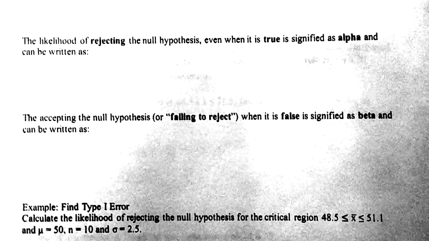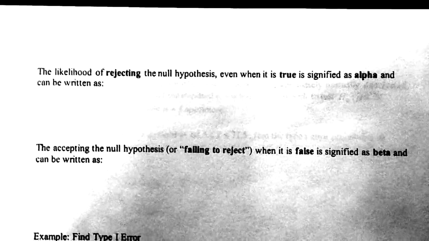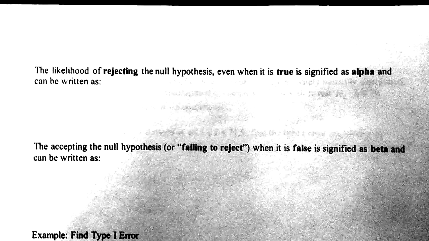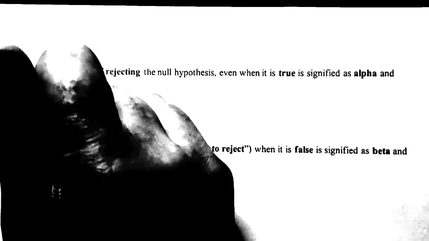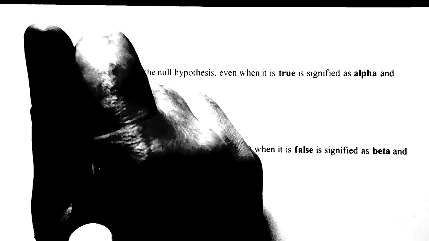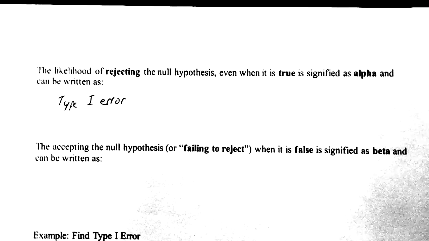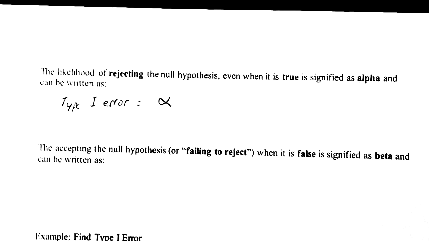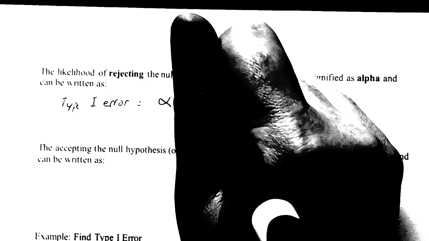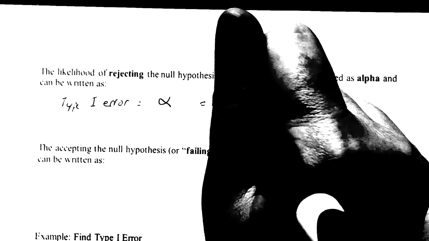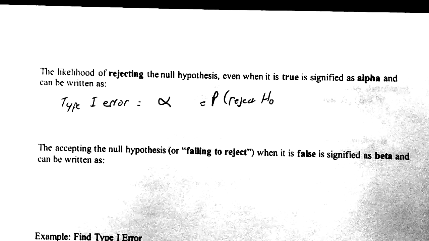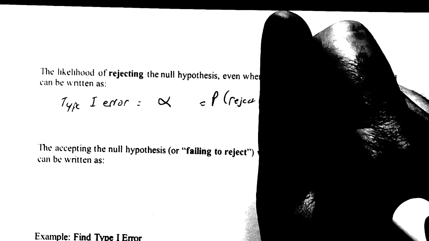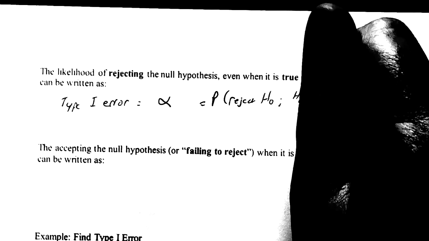And so we have probabilities associated with this. And so the likelihood of rejecting a null hypothesis, even when it is true, is signified as alpha. And so we call this type 1 error. And we note that by the letter alpha. And it means the probability to reject the null hypothesis, even though H0 is true.